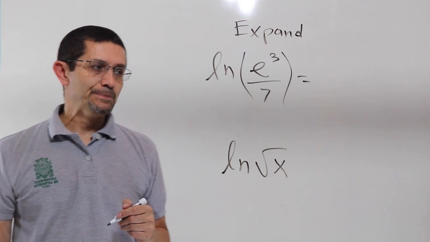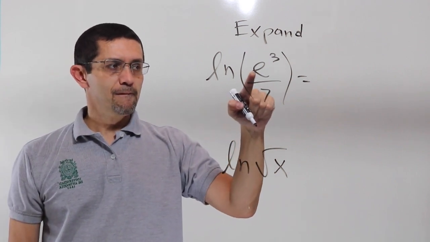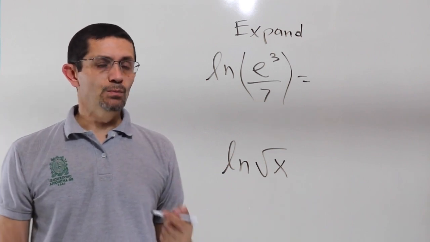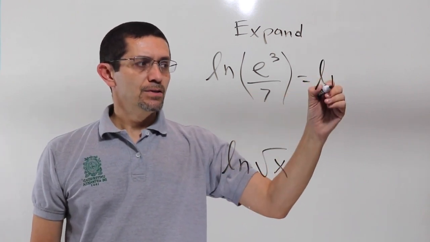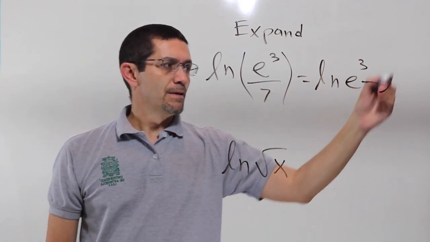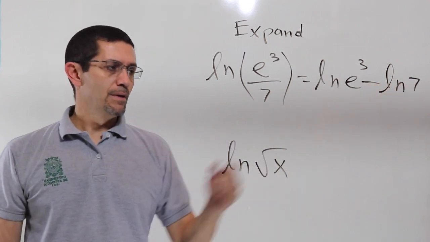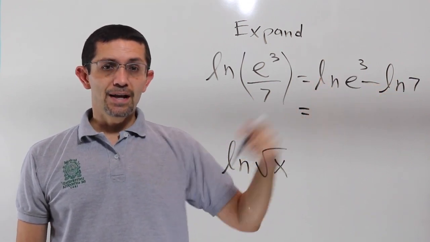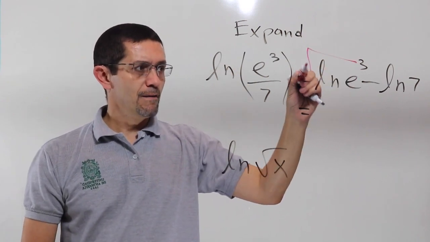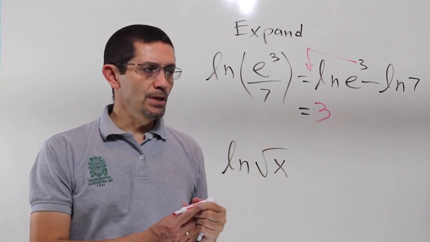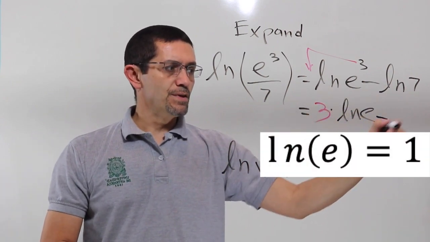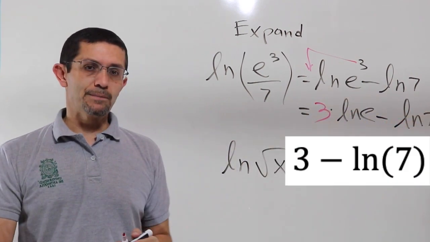So we have two more problems. ln of e to the third power over 7 and ln of square root of x. Okay, what do I do? My first thing is I have a division. So I'm going to break it into ln of the numerator minus ln of the denominator. What happens is, if I have an exponent here, then I have to use the power rule. And that 3 is going to come up to the beginning of my function, and it's going to be 3 ln of e. Minus, there's nothing that I can do with this, so it stays the same, ln of 7.